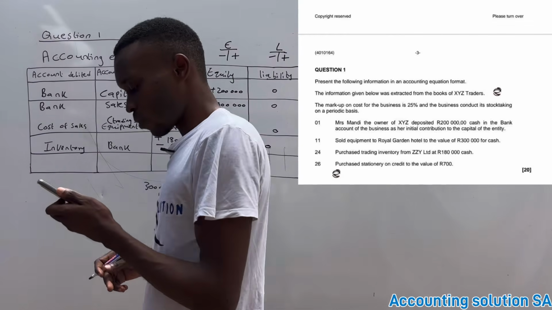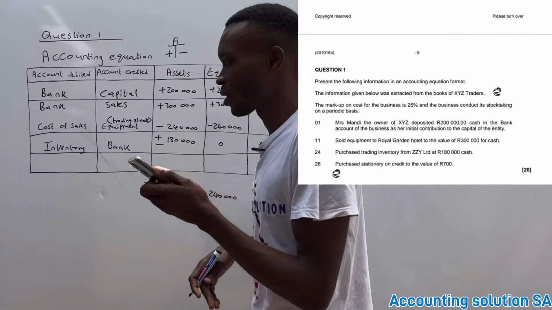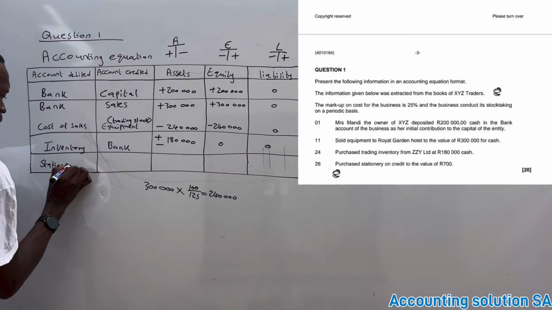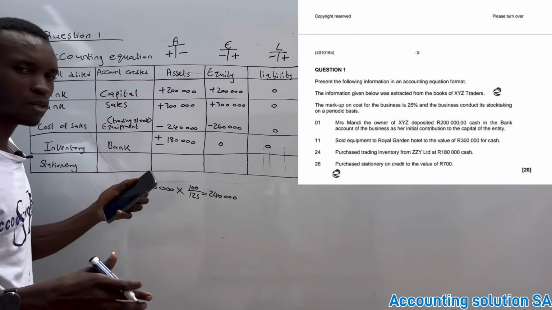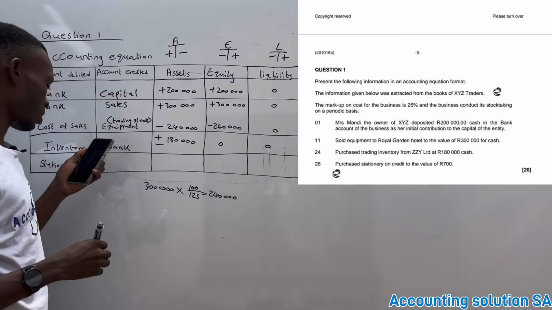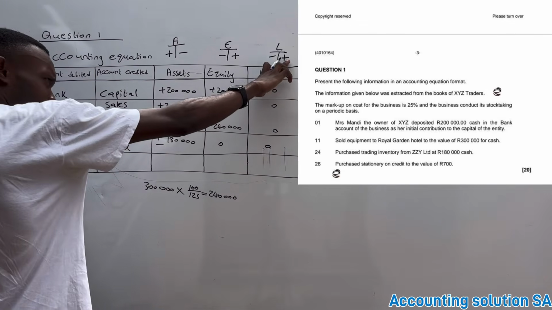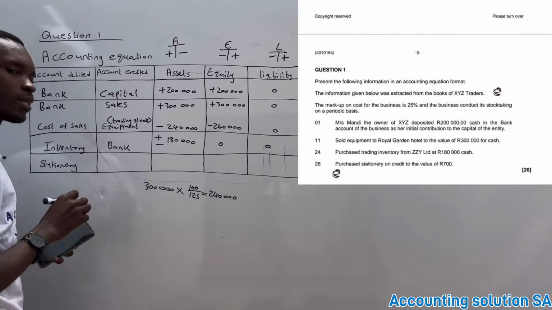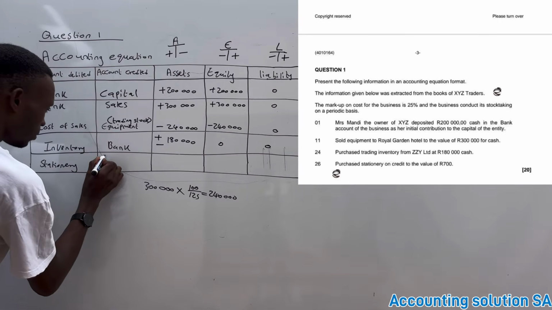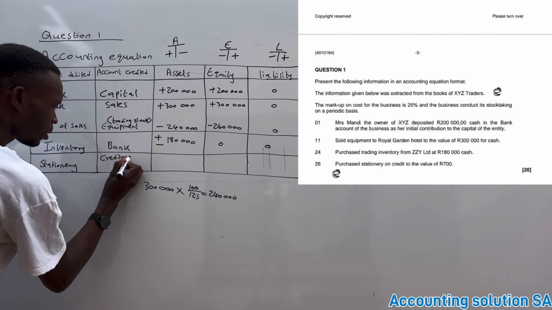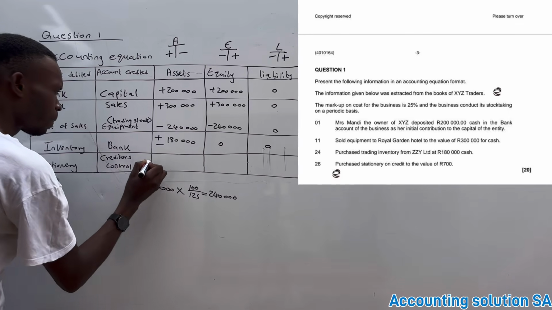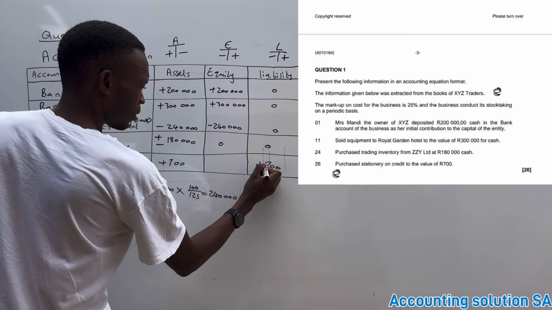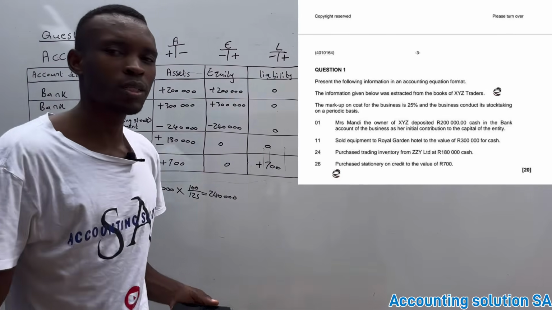So let's do the last one. We purchased stationery on credit. Our stationery has increased. Why increase? Because it's an asset and we bought it, which means that we have more stationery now. What has decreased? Nothing has decreased. Liability increased is the one that we are going to credit. Why? Because we purchased on credit, we didn't pay anything, which means that we are going to record creditors control. The amount is plus 700, plus 700. That's how you do the accounting equation.